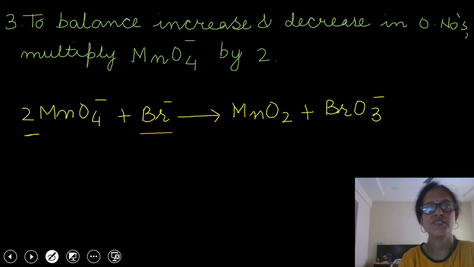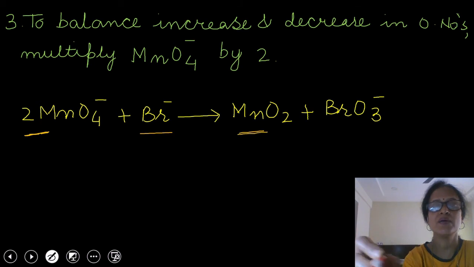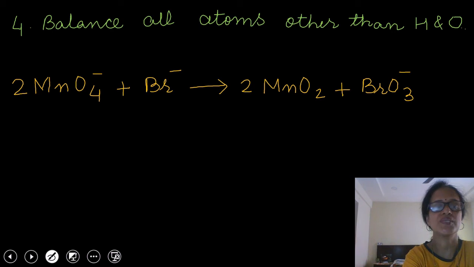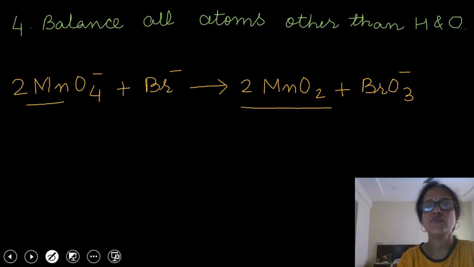Now the next step is that you have to balance all other atoms except hydrogen and oxygen. We can see that in the reactant side we have 2 manganese. So in the product side we will multiply MnO2 by the term 2, and bromine is already balanced. So in this step you can see here 2Mn and 2MnO2. Now we have to balance hydrogen and oxygen. But don't forget that the reaction is taking place in basic medium.